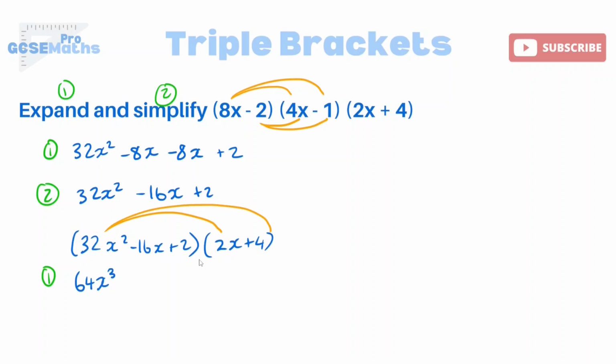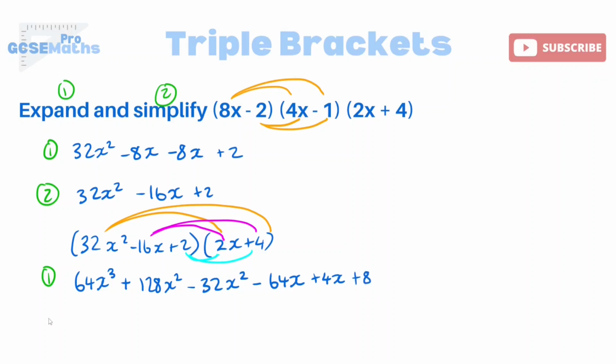32x times 4 gives us 128x squared. Get a different colour. Minus 16x times 2x is minus 32x squared. Minus 16x times 4 is minus 64x. And change your colour again for the last 2. So we've got 2 times 2x plus 4x, and lastly 2 times 4, so plus 8.